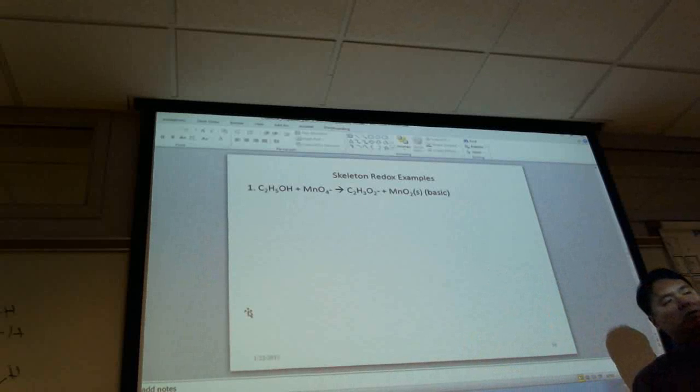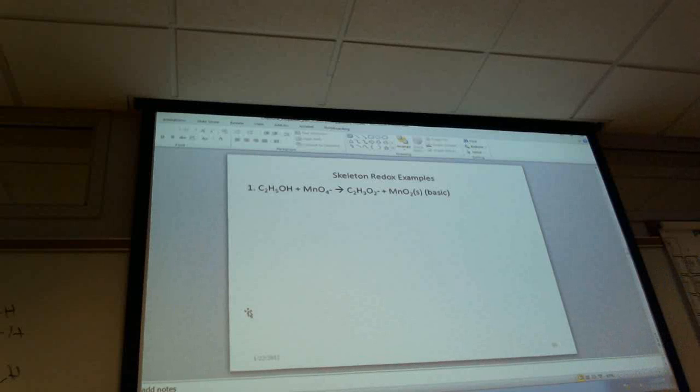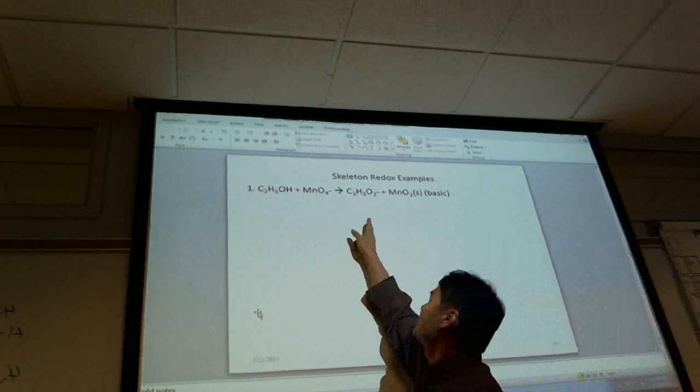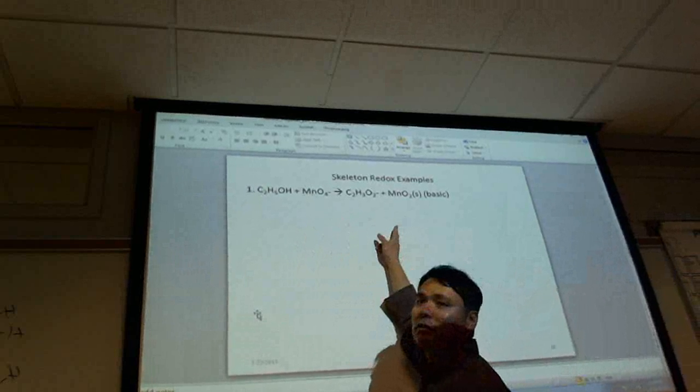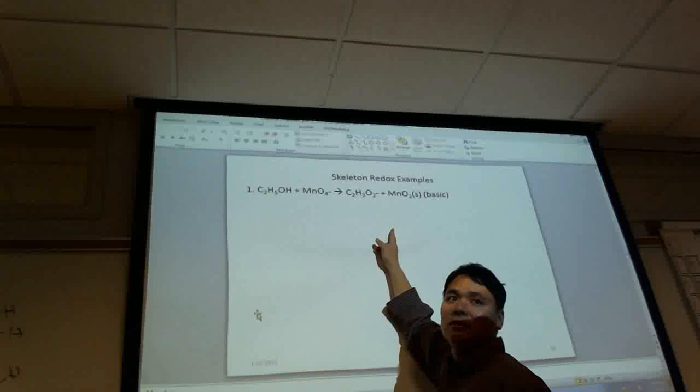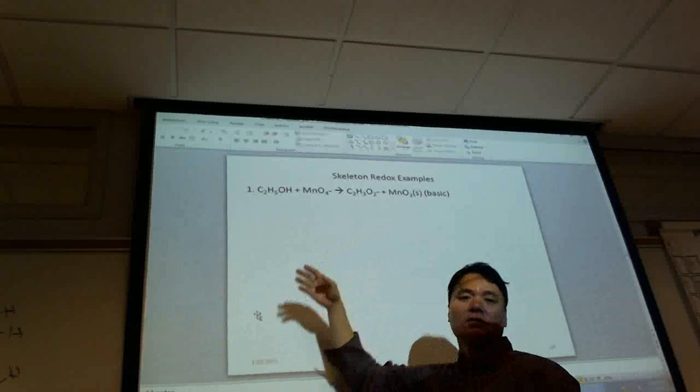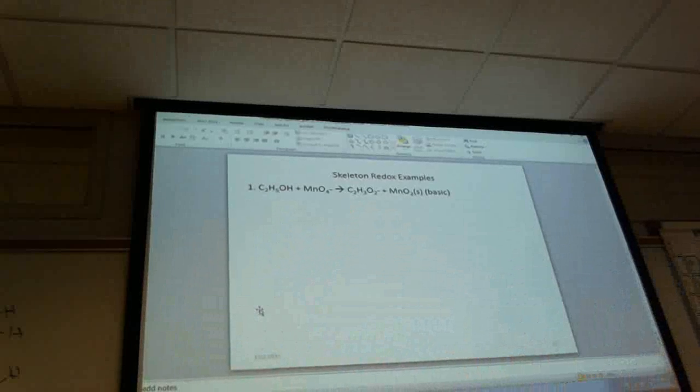This is a case where you just mix it together. Maybe you don't want CO2, maybe you want to form acetate. But typically when you oxidize ethanol, you would form CO2. And so what we do is we break this up into half reactions. Ethanol goes to acetate, permanganate goes to MnO2 under these conditions.